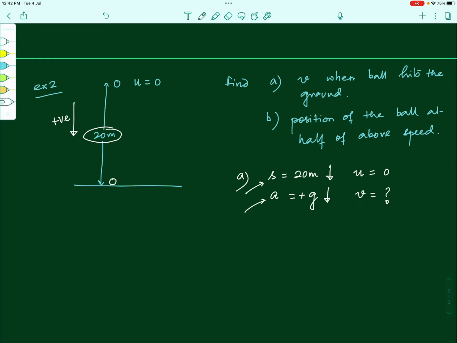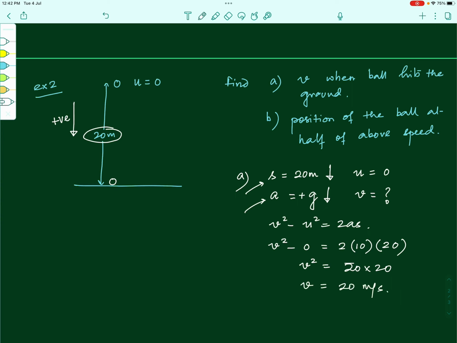So, which equation will connect these terms here? u, v, a and s, the third equation of motion, isn't it? v squared minus u squared is equal to 2as. v we are supposed to find out, v squared minus u squared, and u we know is 0, is equal to 2 into a, which is g, which we can take as 10, and s, the displacement downward, which is 20. So, it is simple for us. v squared we are getting as 20 into 20. Let us write it as 20 into 20 itself, because then when we write v, it will be simply 20 meters per second. So, the moment the ball hits the ground, it hits it with a speed of 20 meters per second.